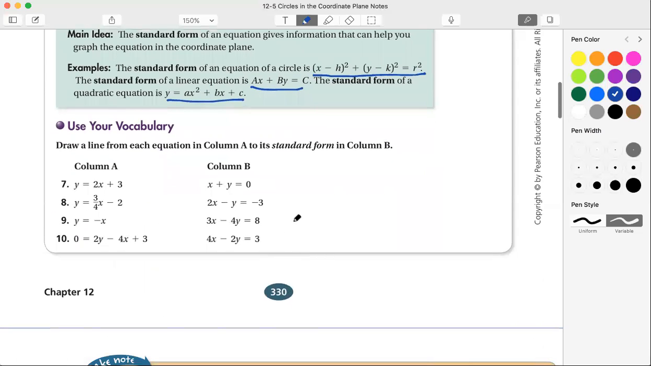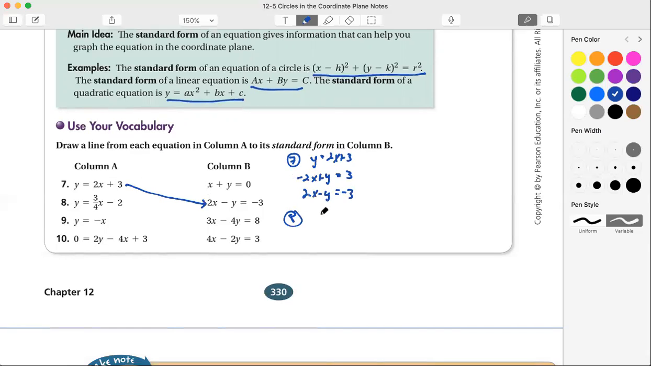All right, so draw a line from column A to the standard form in column B. If I subtract 2x, I would get the answer for number 7. So let's do number 7 over here. You have y = 2x + 3. I'm going to subtract 2x from both sides, and then I'm going to multiply everything by a negative. So I see that this one is this one.